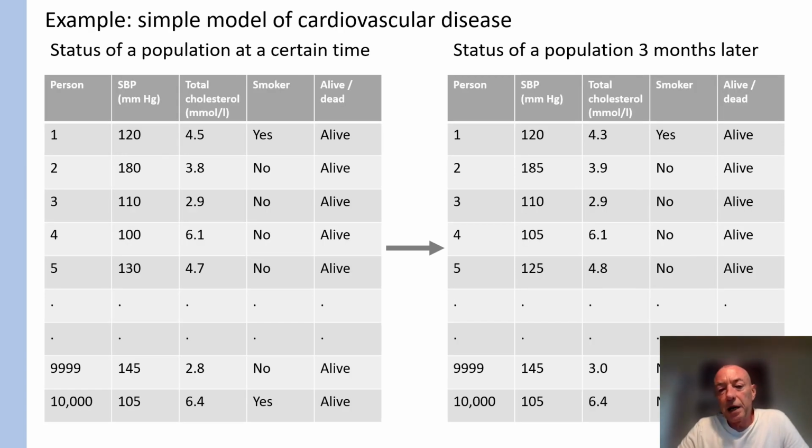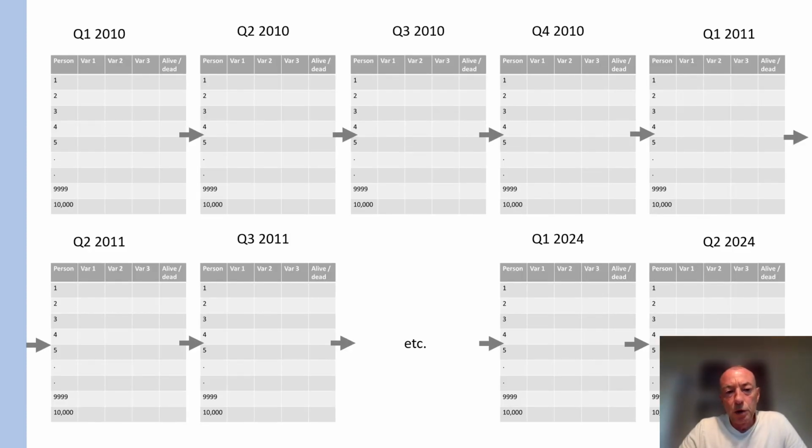So for example, if we had a simple model of cardiovascular disease, we would have the status of the population at a certain time on the left, and we might in each individual have their systolic blood pressure, a representation of their total cholesterol level, whether or not they're a cigarette smoker, and whether they're alive or dead. And then, as I say, one time step, let's say 3 months later, we would update those values for each individual using the model. And then the model would do this over multiple time steps, depending on for how long we want to simulate our population.